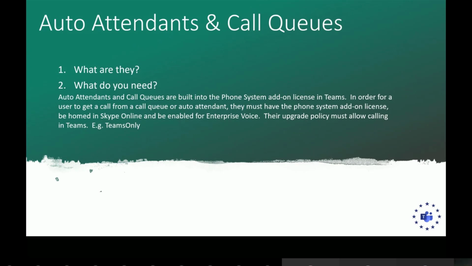So what do you need for an auto attendant and call queue? It's built into the phone system add-on license in Teams. It's just something that's there for telephony. But you must make sure that if you add a user to a distribution list or an Office 365 group that is a target for a call queue, only the users that have the phone system license will be able to receive calls. You can put as many users as you want in there, but you won't be able to route calls to users unless they have that license.